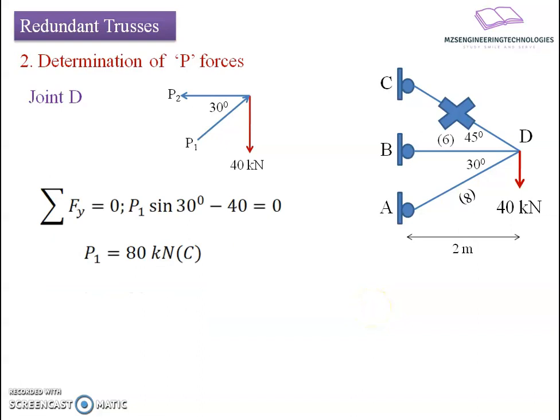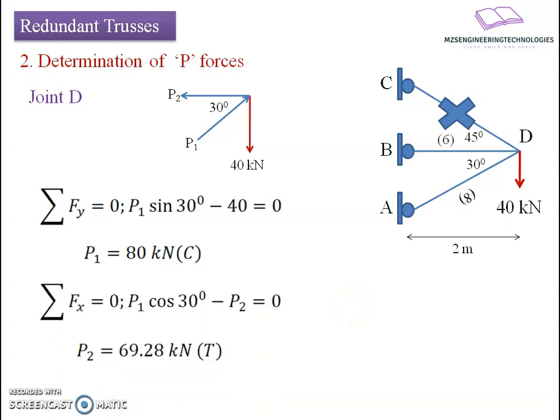If I apply the static equilibrium equation for this free body diagram, summation of forces in the vertical direction equals 0, we get P1 sine 30 going upward minus 40 kilonewton going downward. So P1 is 80 kilonewton in compressive nature. Applying the equilibrium equation in the horizontal direction, P1 cos 30 minus P2 going towards the left equals 0. Hence P2 comes to be 69.28 kilonewton, tensile in nature.